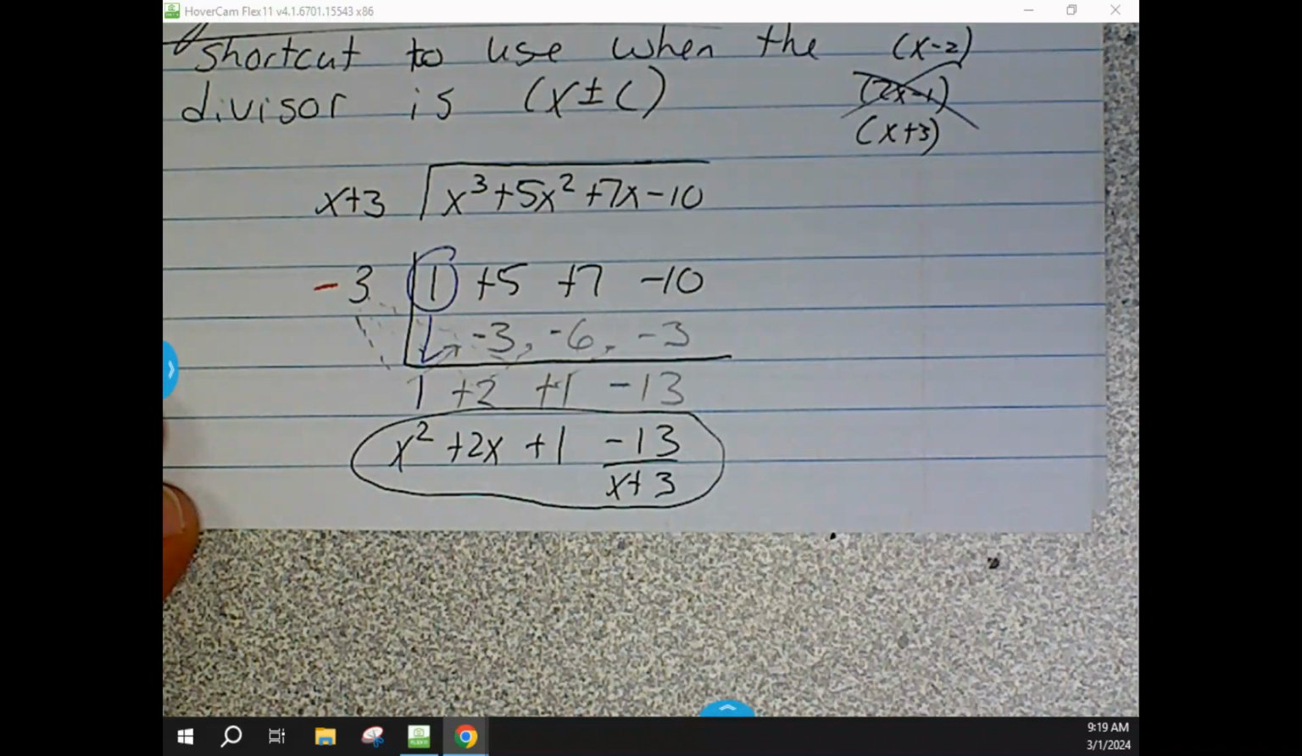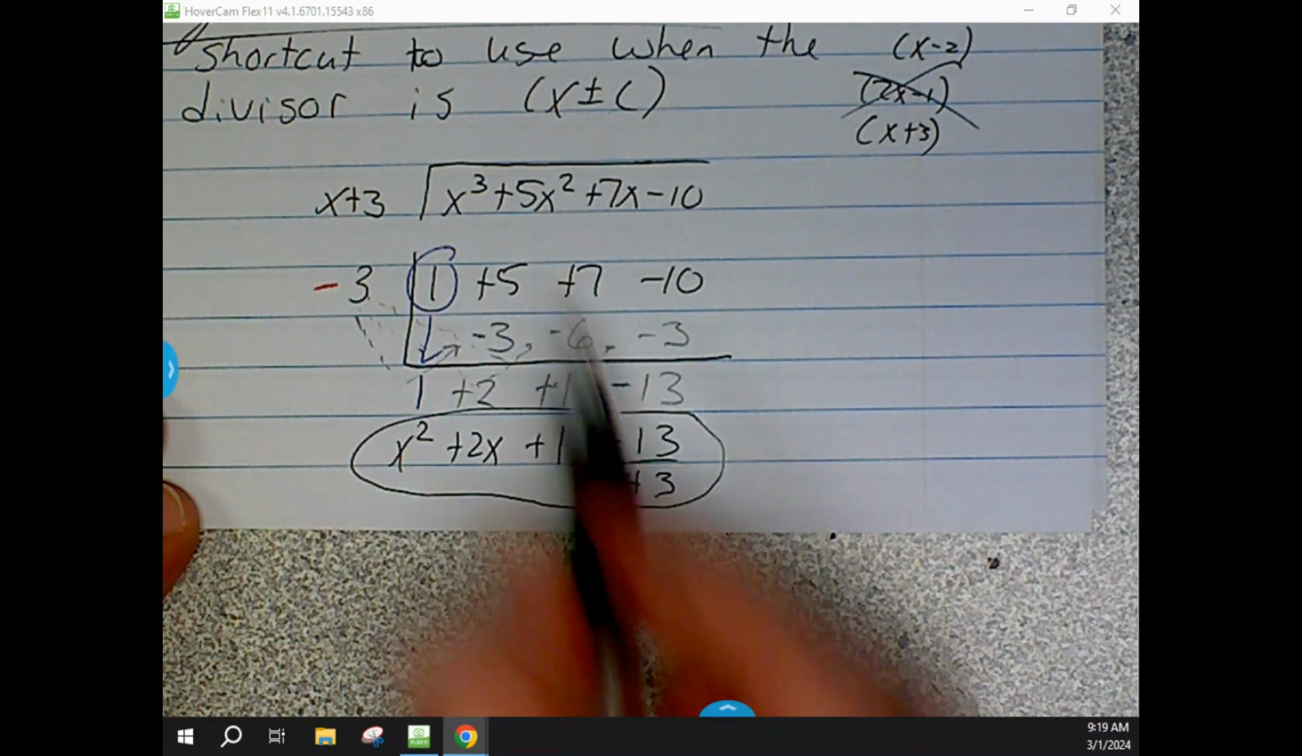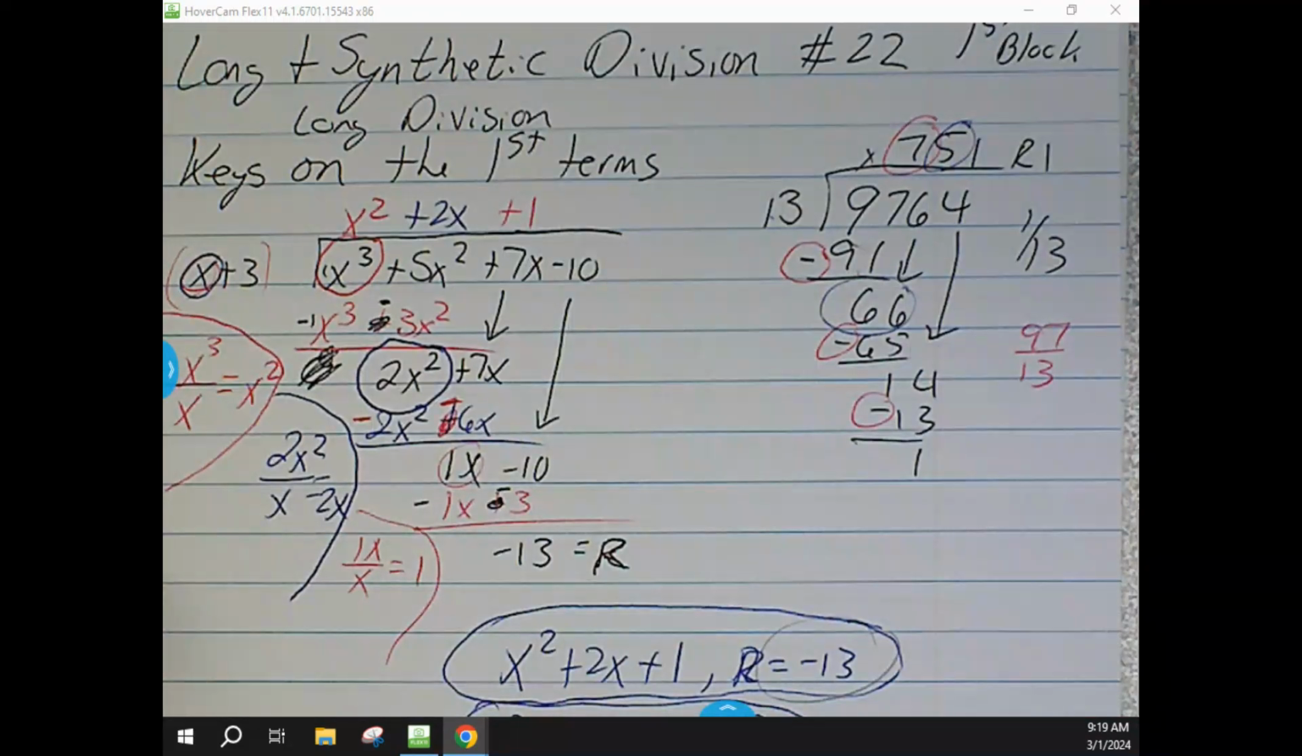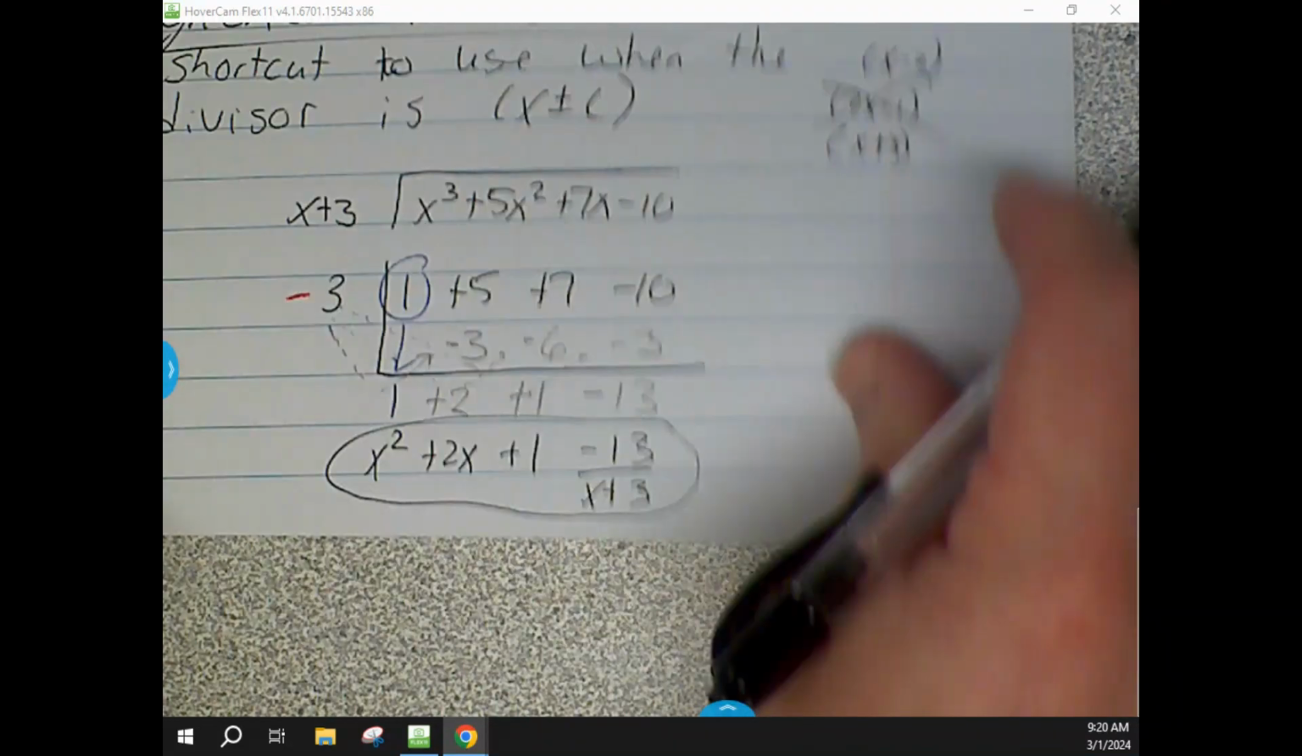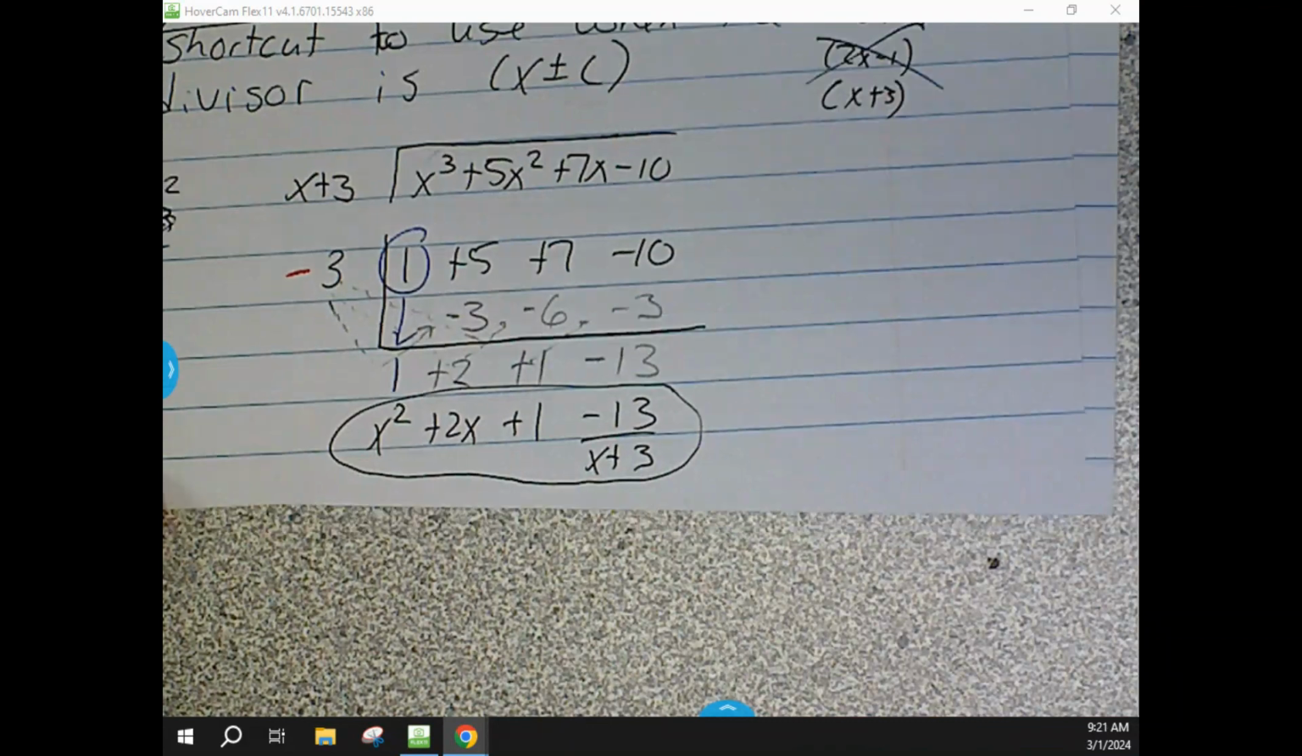Okay, and how much neater, cleaner, faster was that than that? Okay, so let's give you another one here.